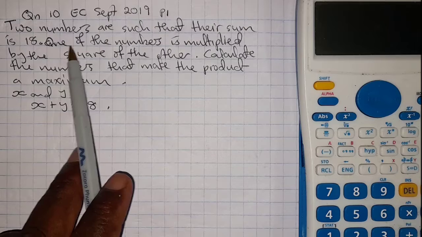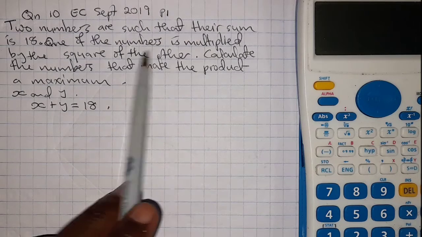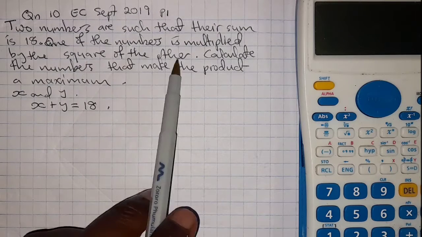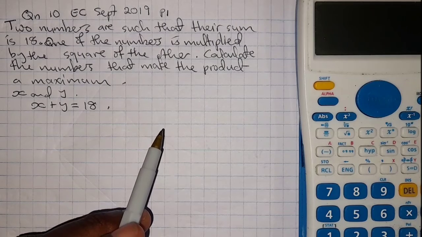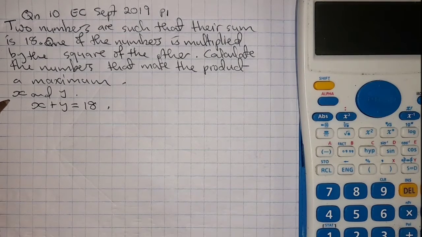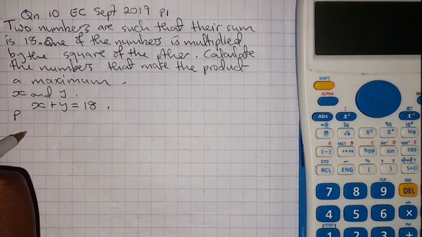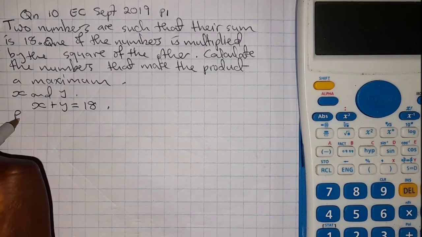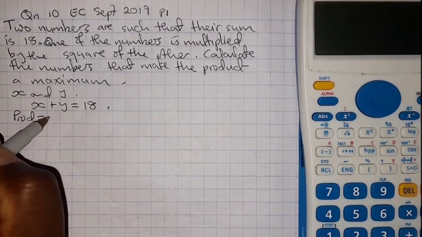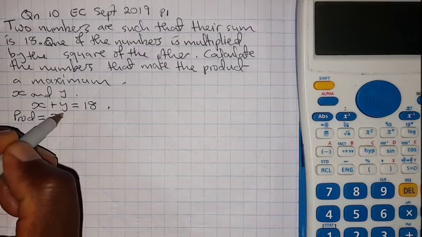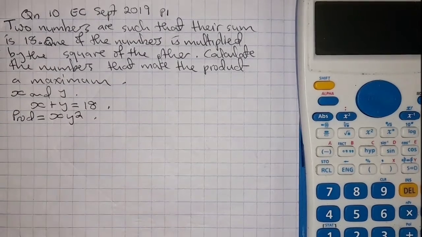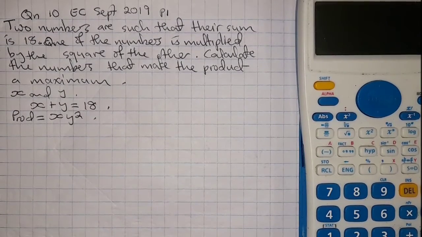And then from the second statement in the question, one of the numbers is multiplied by the square of the other, right? So here is multiplication, or we can say it is the product. The product is x multiplied by the square of y. It's up to you. You can choose x to be squared, or you can choose y to be squared. It is fine. It will work with both of them.